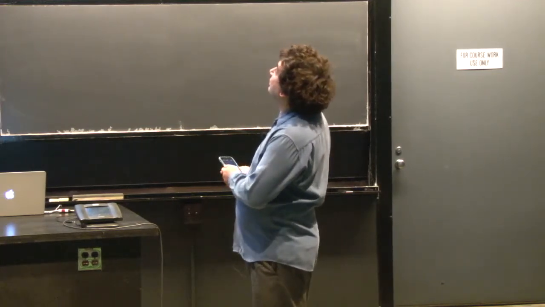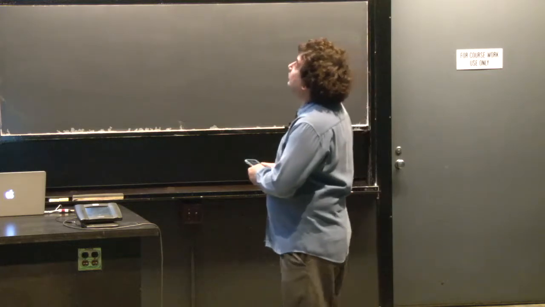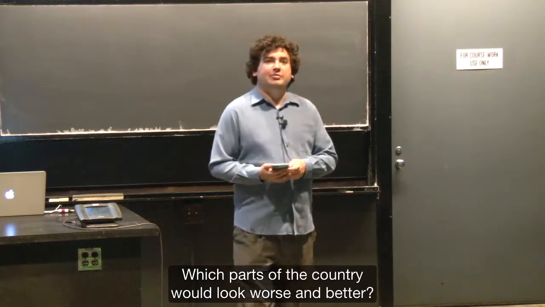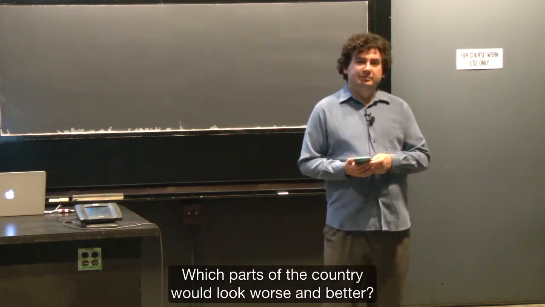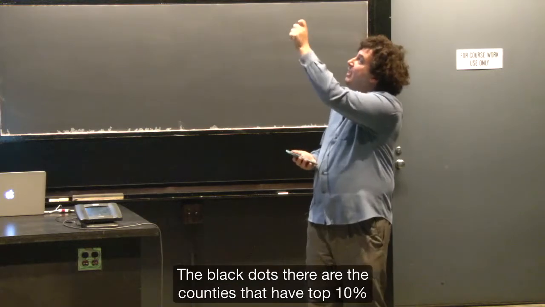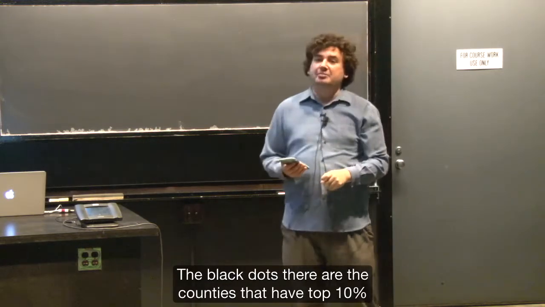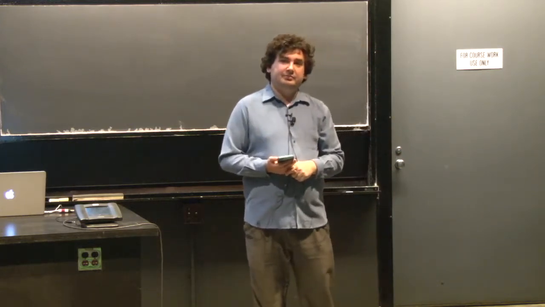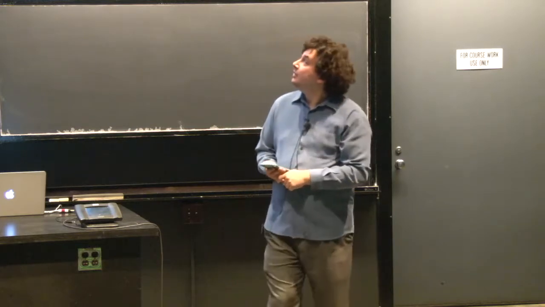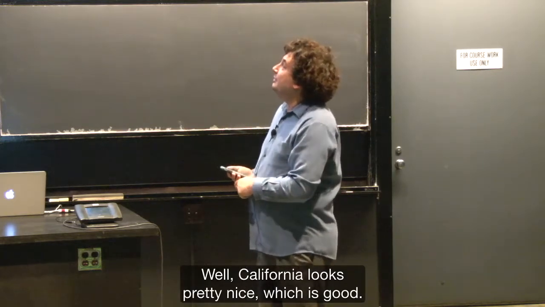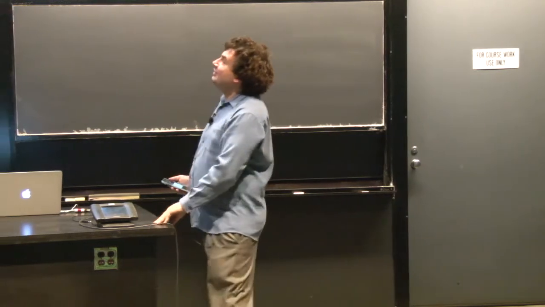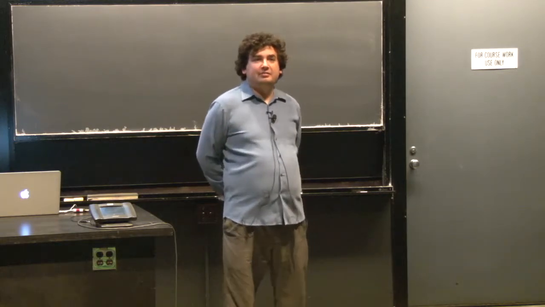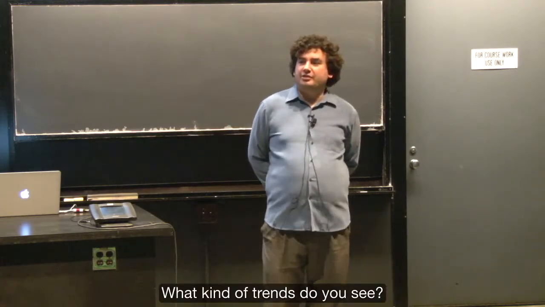Okay, so what do you observe about this map? Which parts of the country would look worse and better? Black is bad. The black dots there are the counties that have top 10% of kidney cancer. Well, California looks pretty nice, which is good. I'm from California. What kind of trends do you see?